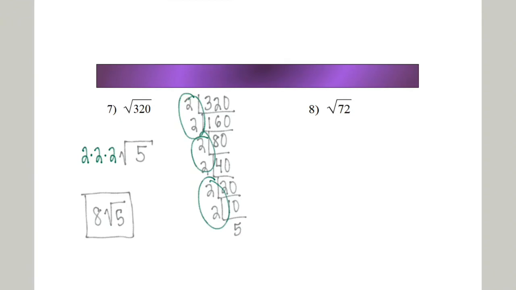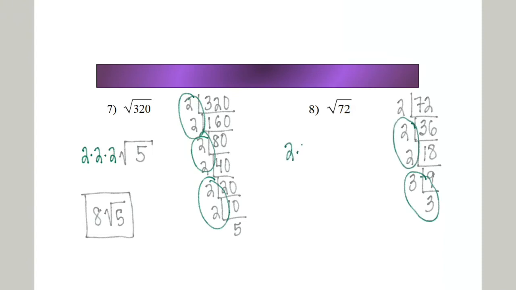Let's try that again with number 8, with the number being 72. 2 goes into 72 36 times. 2 goes into 36 18 times. 2 goes into 18 9 times. And 3 goes into 9 3 times. When I end with a prime number, I know I'm at the end. So I've got a pair of 3s, a pair of 2s. So I have 2 times 3 on the outside, and I have my leftover of 2 on the inside. So I have 6 times the square root of 2.